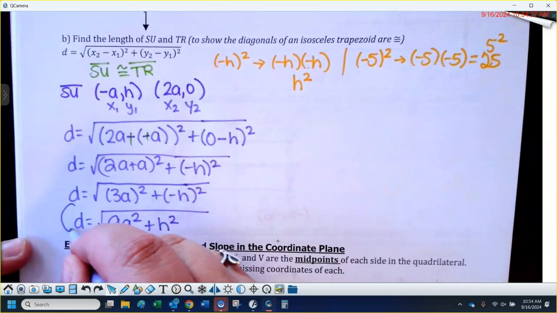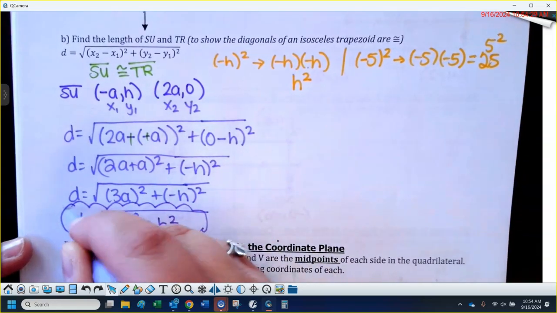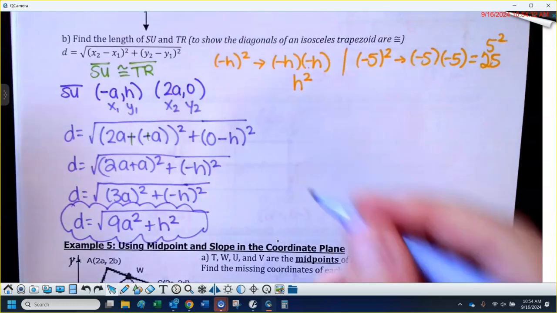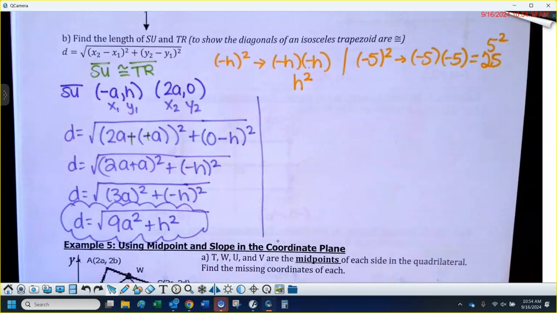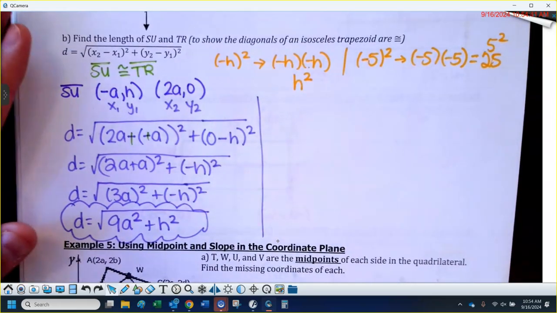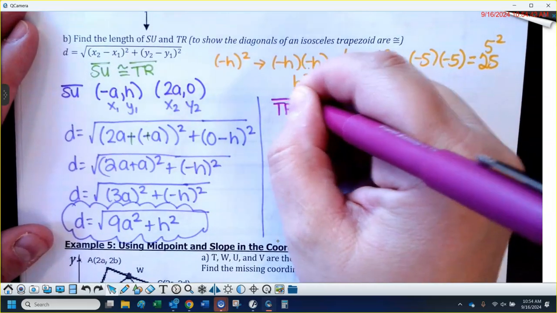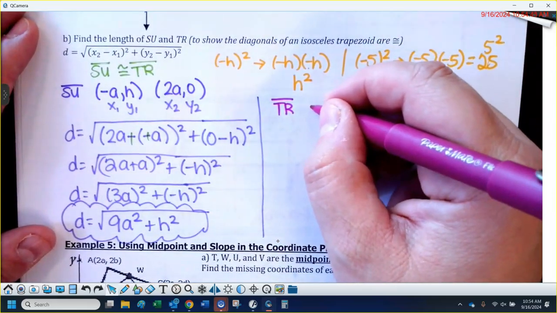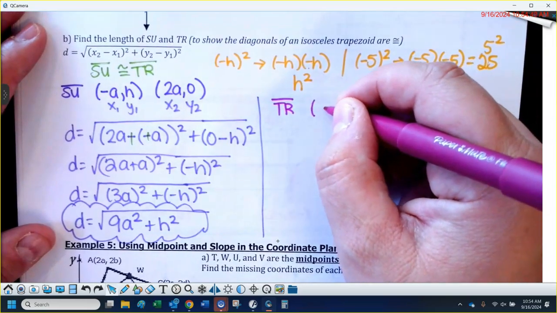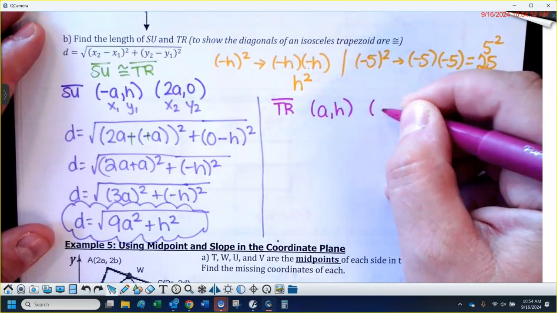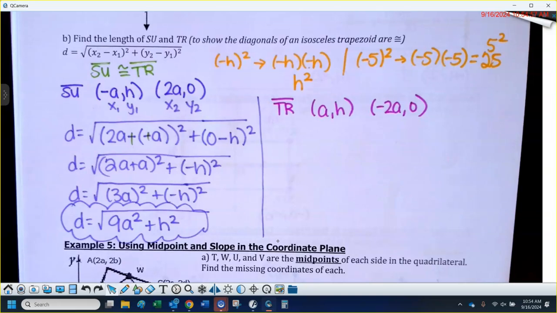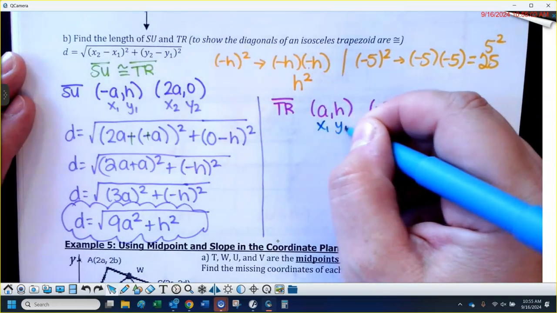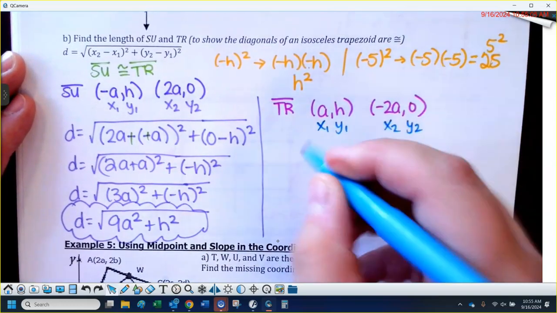And I know this is super complicated, but this is the distance between those 2 points. This we could apply to literally any trapezoid because we're doing a little proof here. The other diagonal, I'm going to show you that this has the same distance. These are the same length. So that goes from T to R. Now, the point T, I'm just going to write down what we had up in the problem up there, is a, h, and the point R, we said, was negative 2a, comma 0. And then I'm just going to go through and label these, x1, y1, and I'm just using that distance formula, just plugging these in.